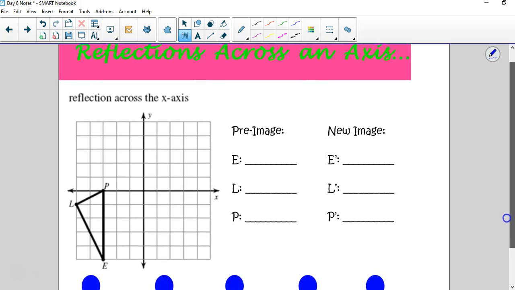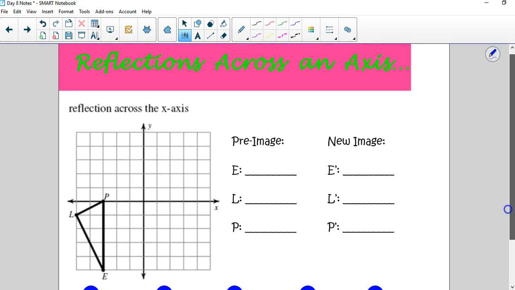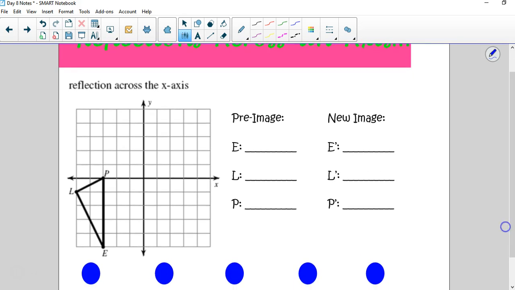So here we go. We are folding across the x-axis, which means x is going to stay the same. So first let's find the points. ELP. So E is at 1, 2, 3, -3. 1, 2, 3, 4, 5. Let's see if I can do these right in tonight's notes. L. 1, 2, 3, 4, 5. -1, down 1.